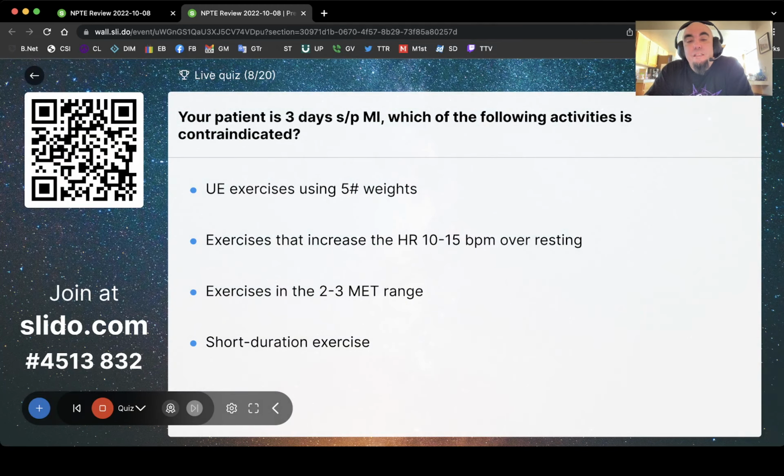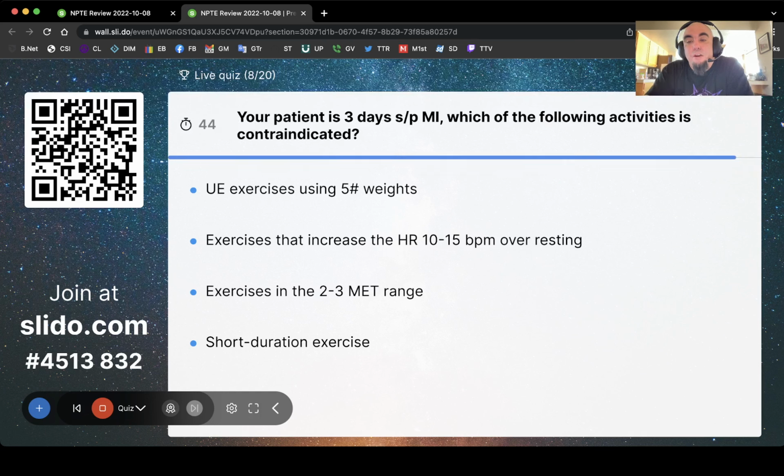The patient is status post 3 days MI, so myocardial infarction. Which of the following activities is contraindicated? Upper extremities using 5-pound weights, exercises that increase heart rate 10 to 15 beats per minute over resting, exercises in the 2 to 3 minute range, and then short duration exercises. So we'll give a few minutes to think through this, right?